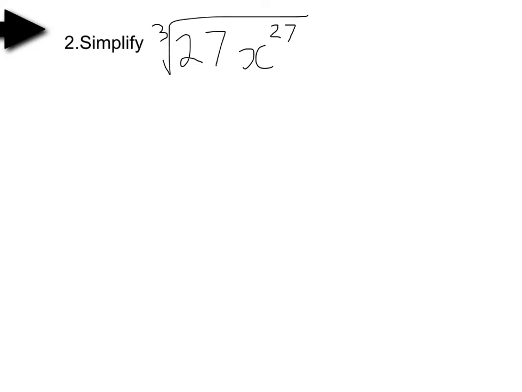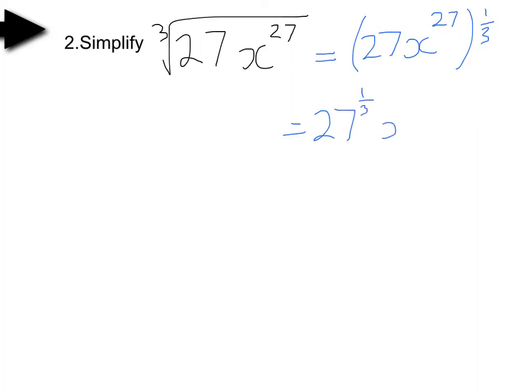Simplify the cube root of 27 x to the power of 27. So we can write this as a fractional power. So 27 x to the power of 27 all to the power of 1/3. So then, using our power rules again, we get this. So 27 to the power of 1/3 just means the cube root of 27, which is 3, times x to the power of 9. Next slide.